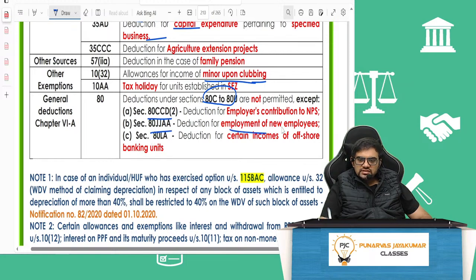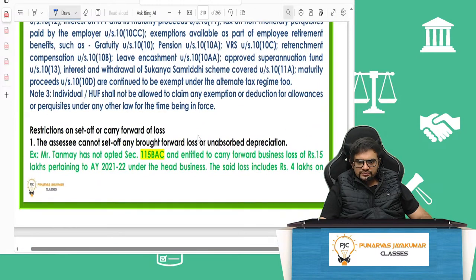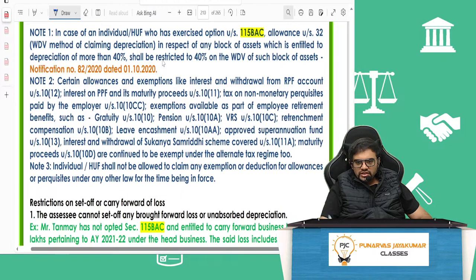80JJAA, that is employment of new employees, you will get. 80LA, you will get. Apart from that, nothing. But you will get the normal allowances. Gratuity you will get, pension you will get, VRS you will get, retrenchment compensation you will get, leave encashment you will get, superannuation fund, all this you will get.